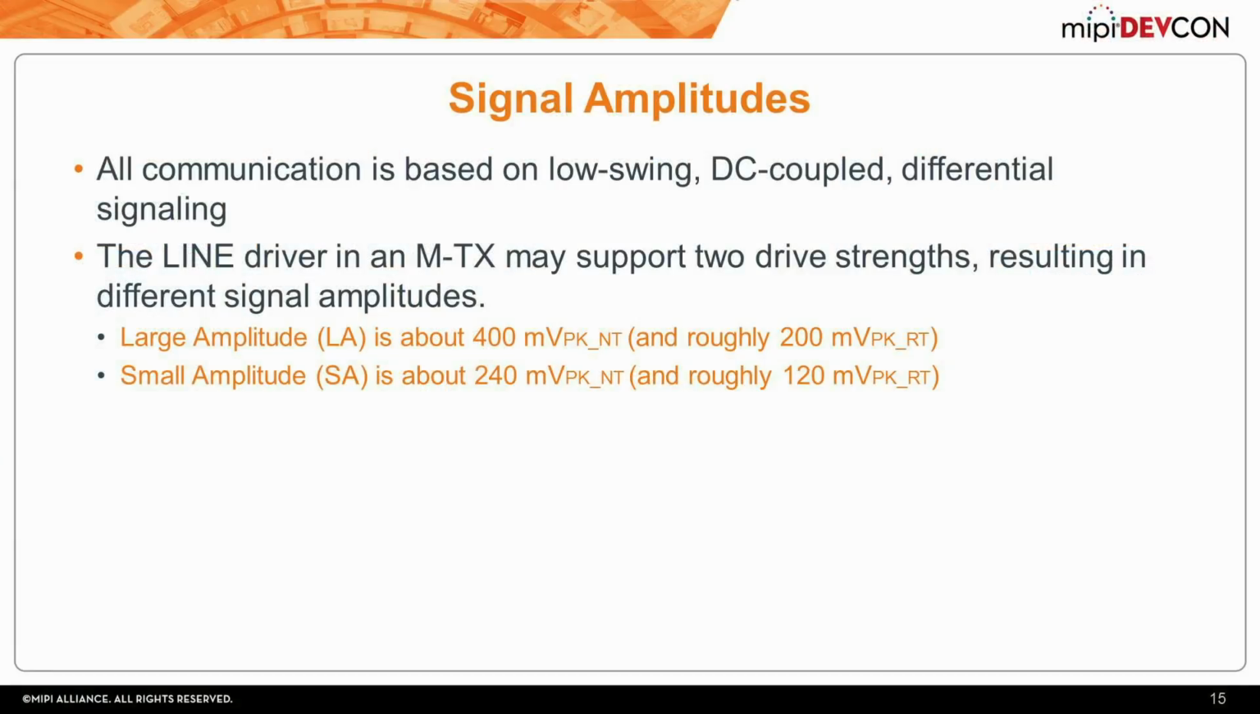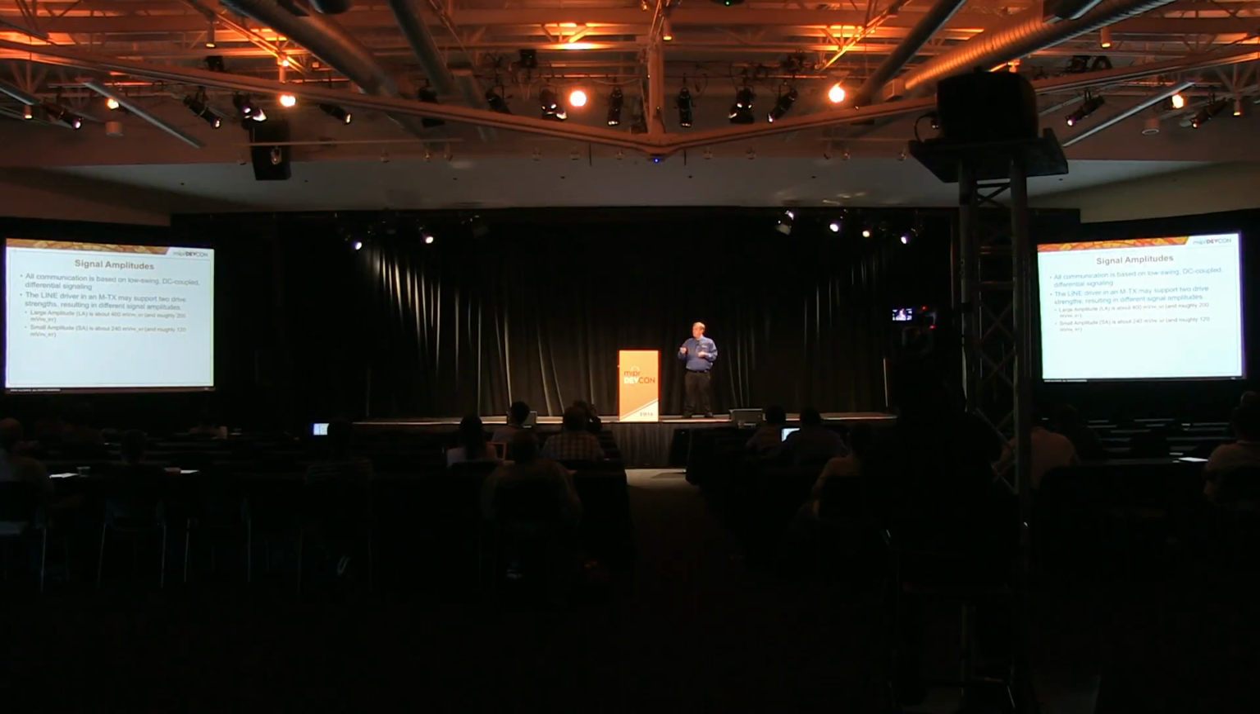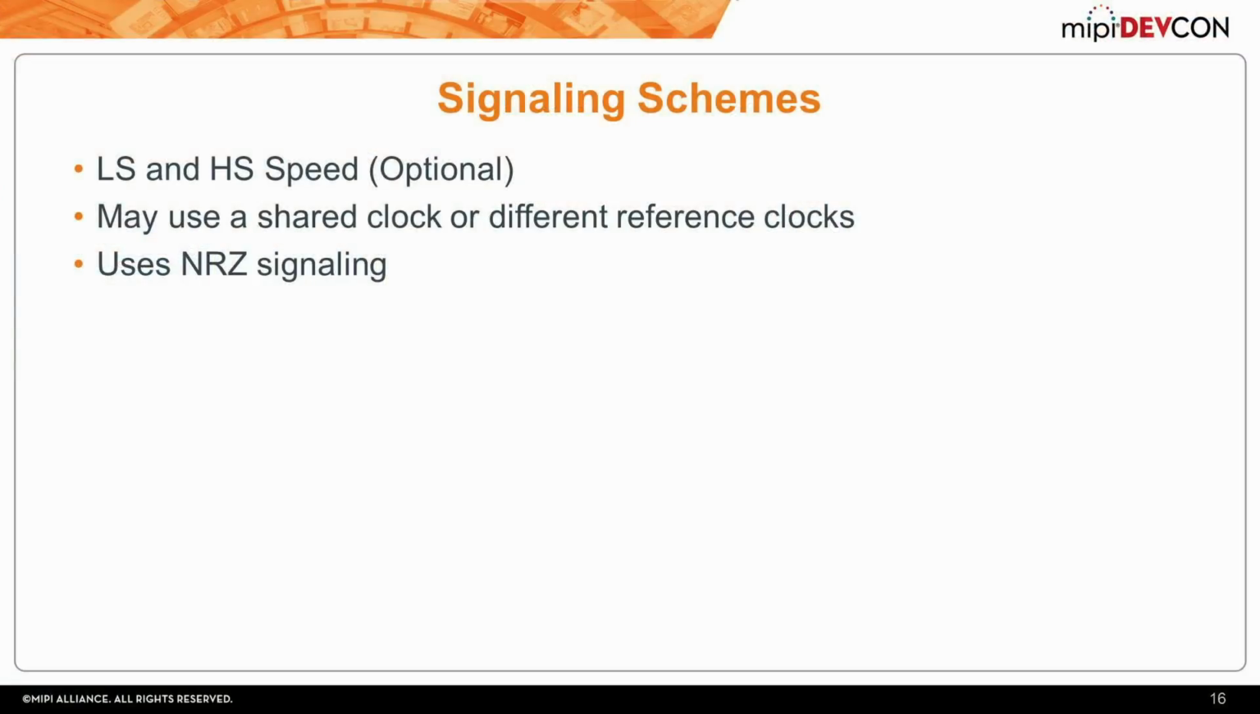So the signal amplitudes for M-PHY, it's a low swing DC coupled differential signaling. So it's a little different to the likes of PCI Express, which is AC coupled. Typically, this is all very short links inside of a mobile device. So it's not typically pluggable, although as you know, with the UFS card coming about, that's going to be potentially a pluggable version of M-PHY. So the line driver and the transmitter can have two drive strengths. We can have a large amplitude at 400 millivolts, or a small amplitude at around 240 millivolts. There are different signaling schemes. So M-PHY allows for low speed and high speed.